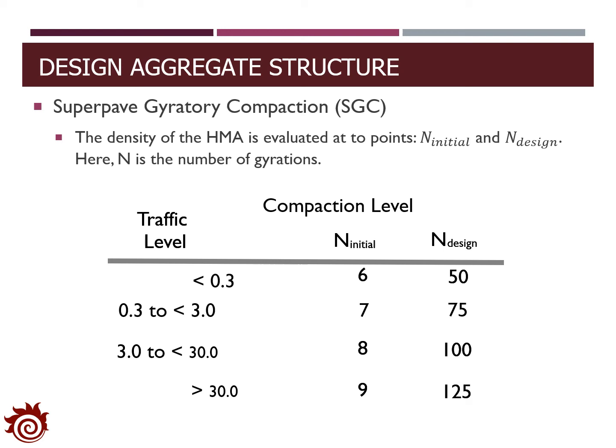The traffic level is measured as ESALs in millions. So when the traffic level is less than 0.3, the N initial value is set as 6 and N design is set as 50. And basically, with a higher traffic level, the number of gyrations at initial and design will all be larger, and the increments of the N design will be more significant than N initial.